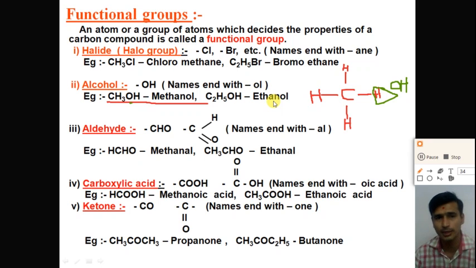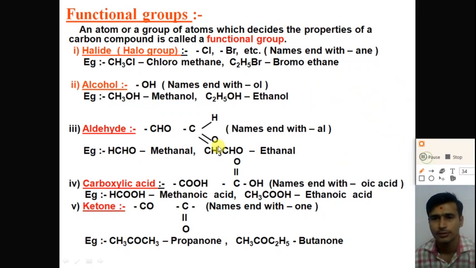So you can make the molecular formula of methanol, ethanol, propanol, butanol, pentanol and hexanol. Understand, students, how to make the molecular formula of all the functional groups. So the functional group alcohol, understand? Next functional group is the aldehyde.